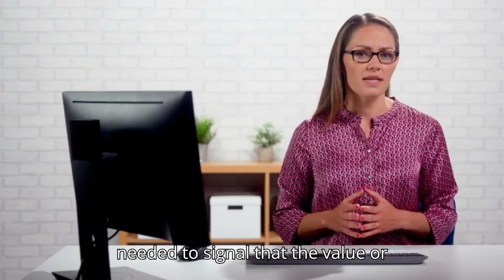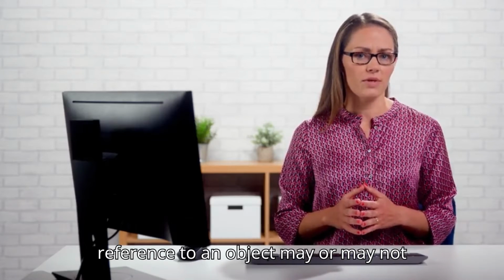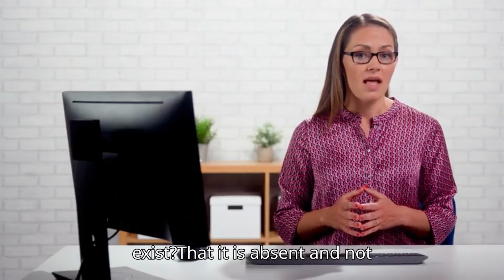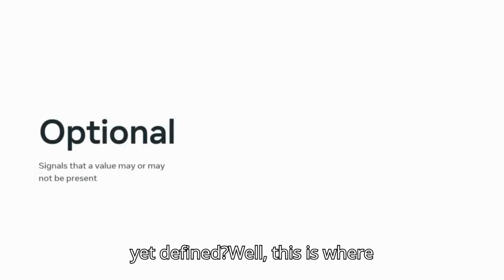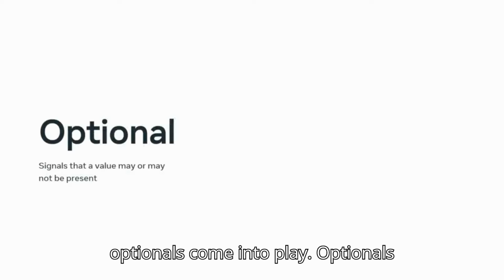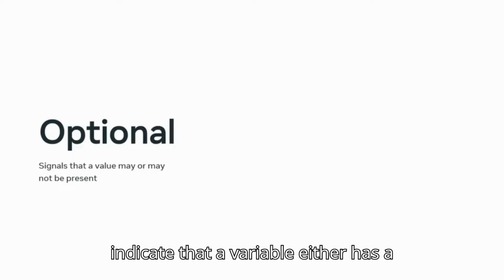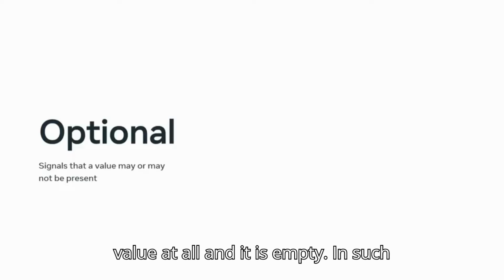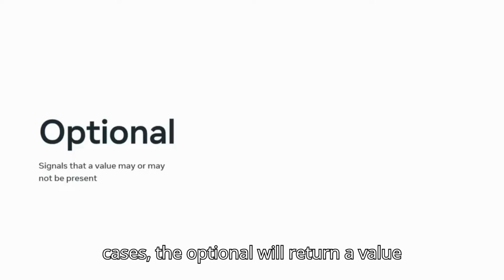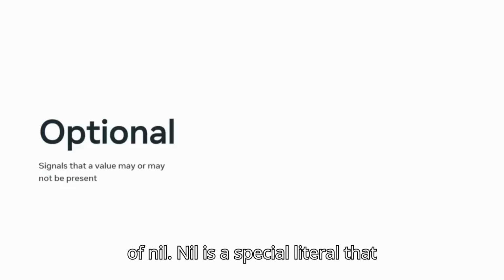Now, what if you needed to signal that the value or reference to an object may or may not exist? That it is absent and not yet defined? Well, this is where optionals come into play. Optionals indicate that a variable either has a value and it equals x, or there is no value at all and it is empty. In such cases, the optional will return a value of nil.